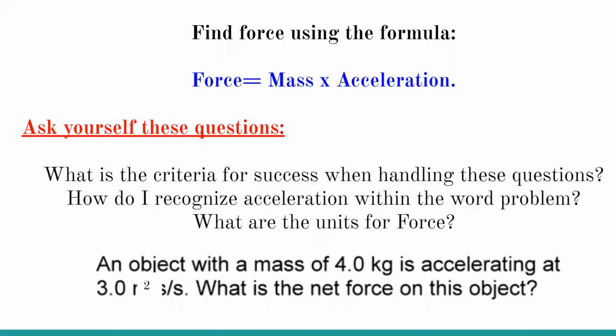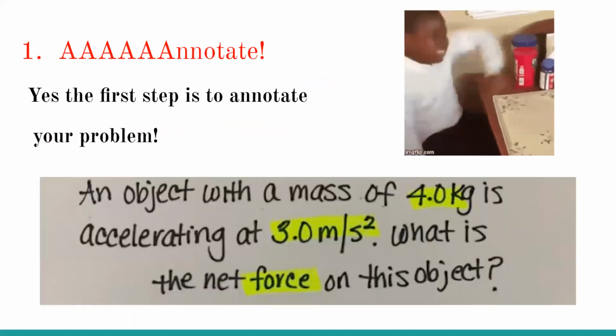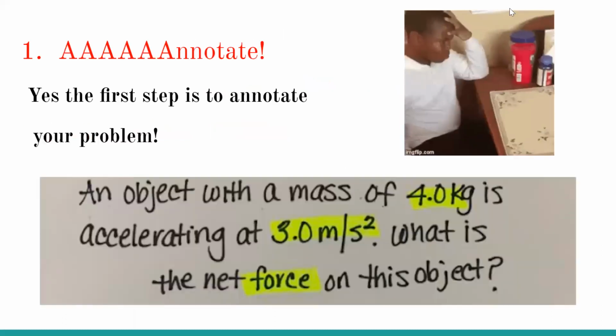So let's look at this. An object with a mass of 4 kilograms, that's what the kg stands for, is accelerating at 3 meters per second squared. Because we know acceleration has squared units usually. What is the net force on this object? Let's get it in. I know you guys are so mad, that's why I put this again.